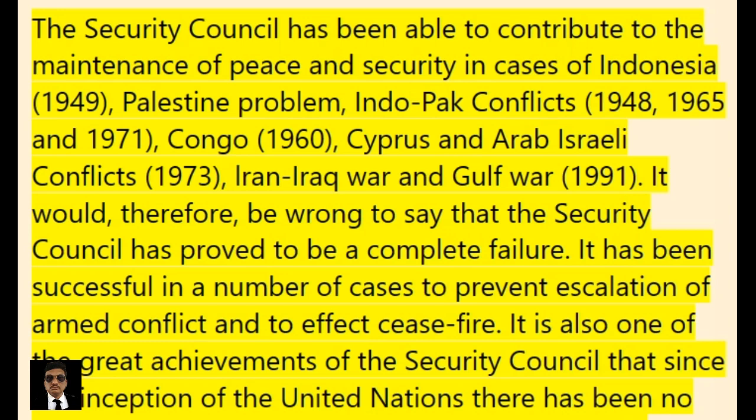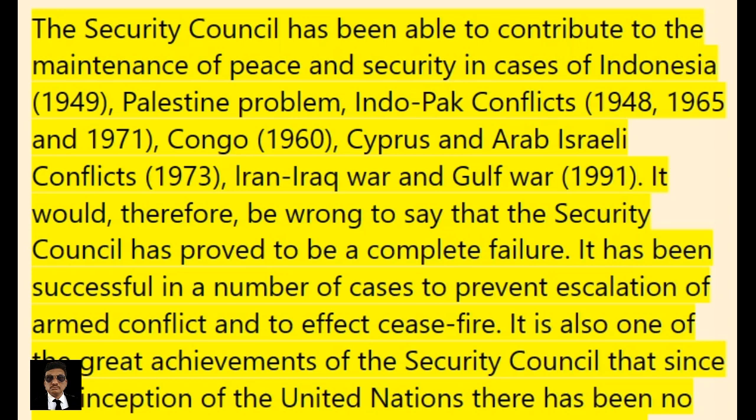It would, therefore, be wrong to say that the Security Council has proved to be a complete failure. It has been successful in a number of cases to prevent escalation of armed conflict and to effect ceasefire. It is also one of the great achievements of the Security Council that since the inception of the United Nations there has been no world war.